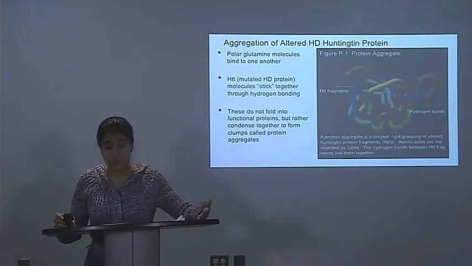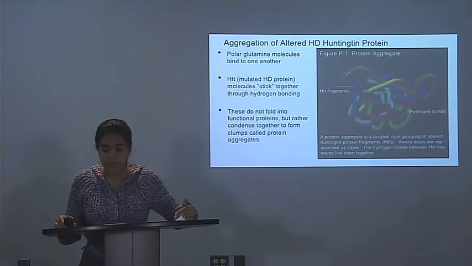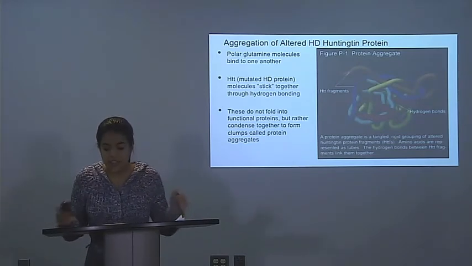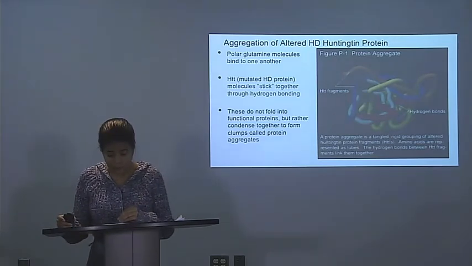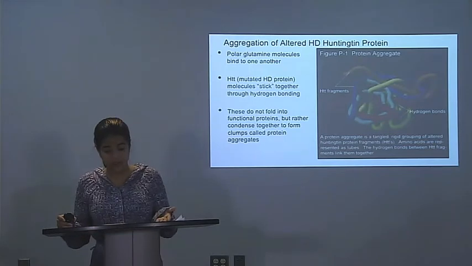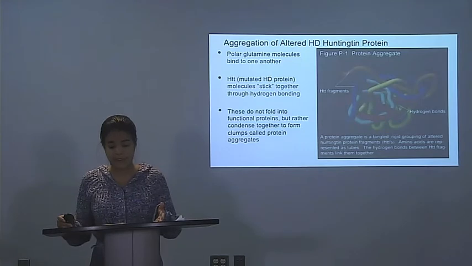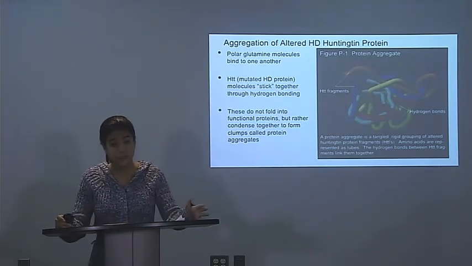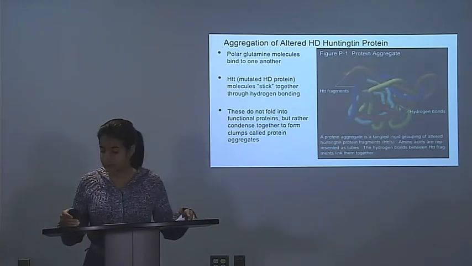So because glutamine is polar, or a charged molecule, the overabundance of glutamine causes links to form within and between the proteins. HTT molecules, that's just the name given to the mutated Huntington protein, stick to one another, forming strands that are held together by hydrogen bonds. Rather than folding into functional proteins, they develop into tangled, rigid groupings known as protein aggregates. These fibrous protein aggregates accumulate and interfere with the normal nerve cell function.